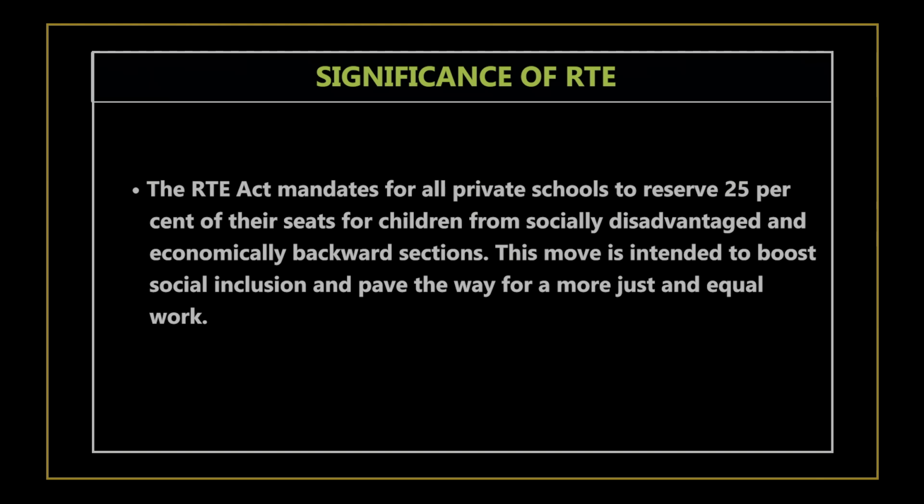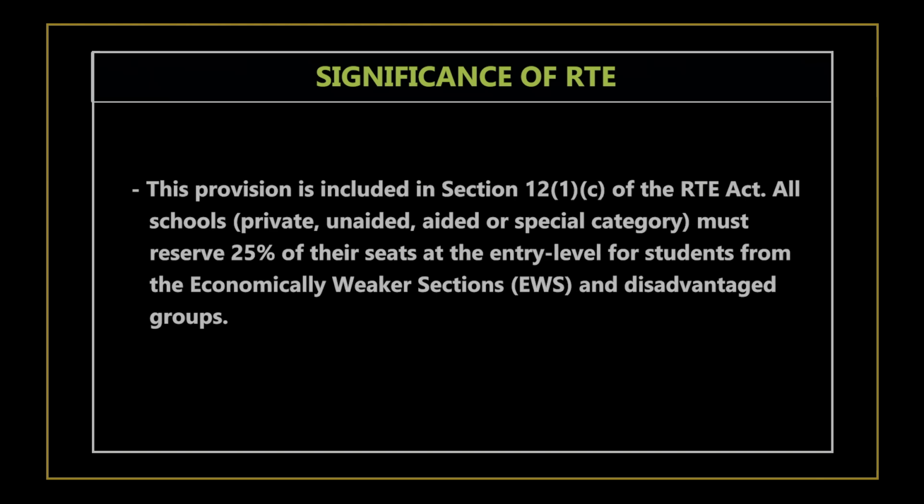The RTE Act mandates all private schools to reserve 25% of their seats for children from socially disadvantaged and economically backward sections. This move is intended to boost social inclusion and pave the way for a more just and equal world. This provision is included in Section 12, Clause 1, Subclause C of the RTE Act. All schools, private, unaided or specific category, must reserve 25% of the seats at entry level for students from the economically weaker sections and disadvantaged groups.